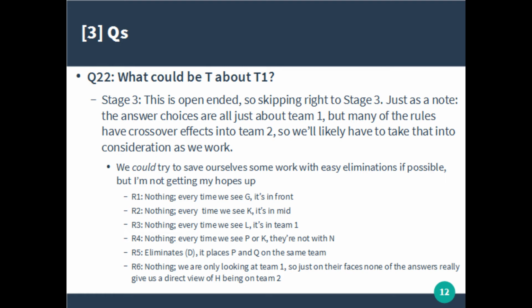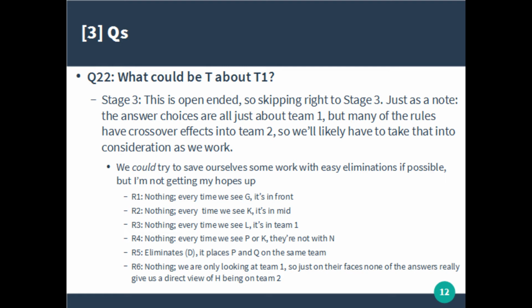The other thing to keep in mind as we push into our stage 3 analysis is that we could try to save ourselves some work with easy eliminations, because if we don't do any pre-eliminations, we will end up testing possibly 4 out of the 5 answer choices. That could be cumbersome, but given how the rules are, we could just get unlucky and maybe not have any eliminations based on half of a diagram. I'm not really getting my hopes up. Maybe 1 elimination if we're lucky, but it's possible that we'll have none. But running through them real quick.